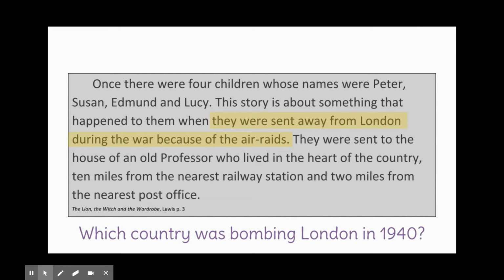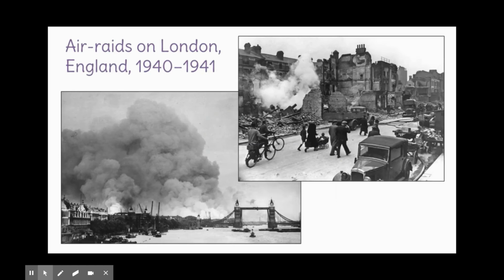Germany was bombing London in 1940. Germany carried out heavy air raids over England in 1940 and 1941 during the Second World War. During those years, more than 1 million London houses were destroyed or damaged. More than 40,000 British civilians were killed, almost half of them in the capital.